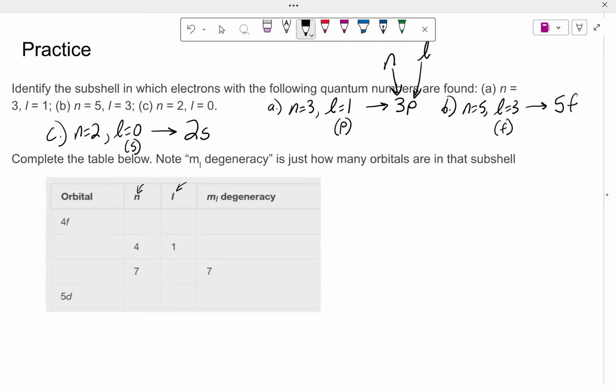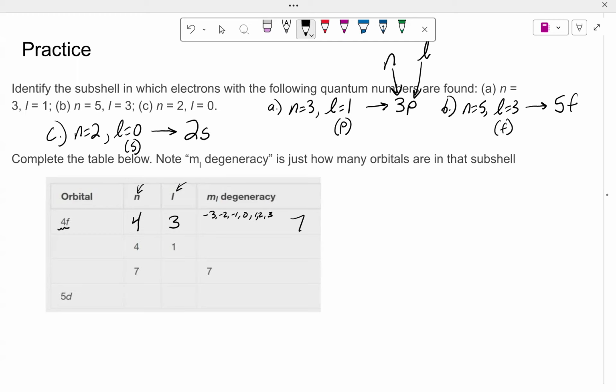So if the orbital is labeled as 4F, that 4 tells you what n is. Now, the way we can get L is by looking at the letter of the orbital. The letter is F. That corresponds to L equals 3. Now, if L is 3, we'll just review, that means these are the possible values of M sub L: -3, -2, -1, 0, 1, 2, and 3. That's a total of 7 values, or 7 orbitals in that subshell.